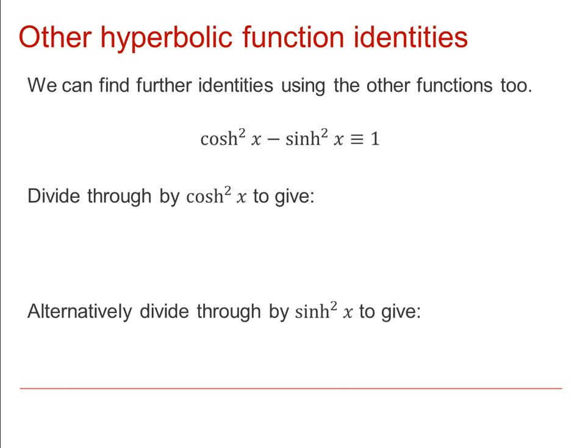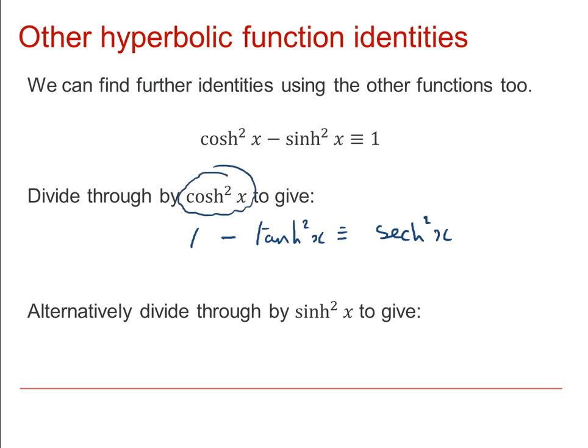So for example, if we divide through this by cosh squared x, then we get cosh squared x over cosh squared x is obviously 1, and then sinh squared divided by cosh squared, that's equal to tanh squared x, will be equivalent to 1/cosh squared x, which is the new function sech squared x. So that's just dividing through by cosh squared.